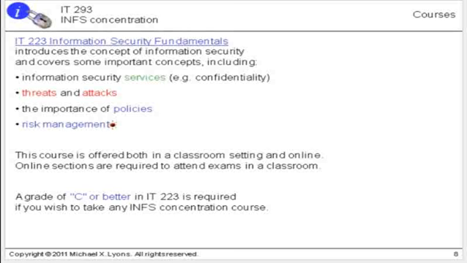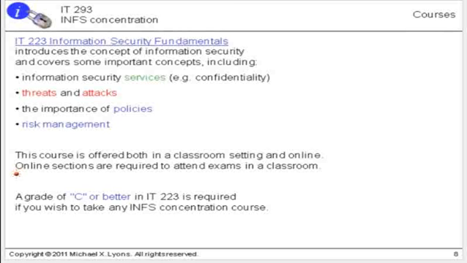IT 223, we have started offering typically one section a semester online and four or five sections of it in the classroom. If you take an online section, there are two exams, a midterm and final exam, and those require in-person attendance or a proctored exam at some other location.